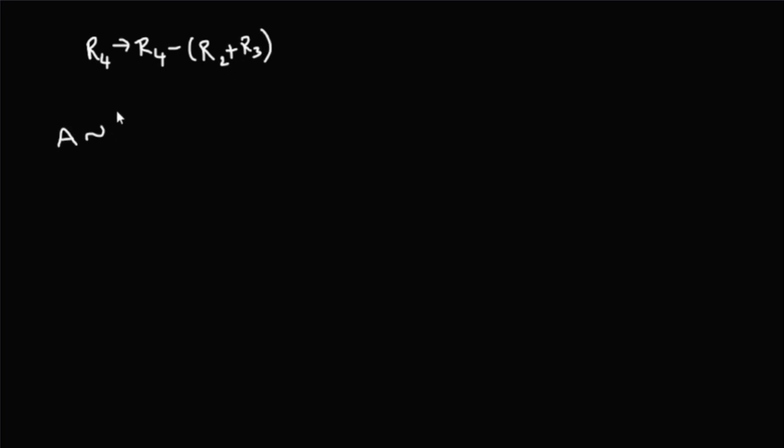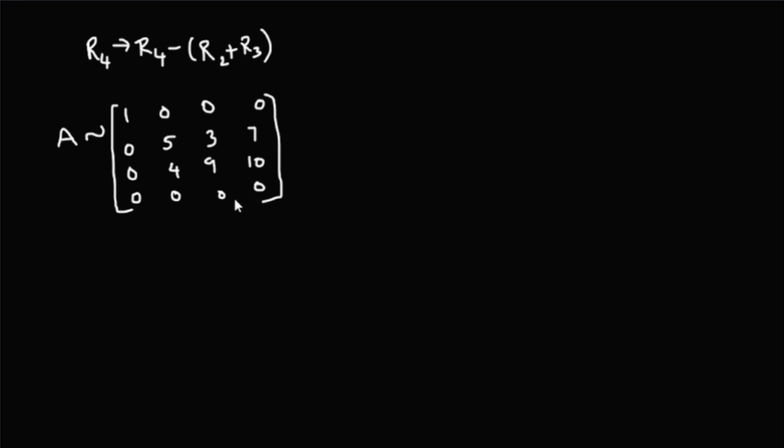So how A is going to become now is, we're not going to make any changes to first row, 1, 0, 0, 0. Second row also, third row also, we're not going to make any changes, 5, 3, 7, and 0, 4, 9, 10. And 0, 9 minus 5 plus 4, 9, 0, 0, 0. So one row is already 0. Now let us make this entry 0, this entry, right?